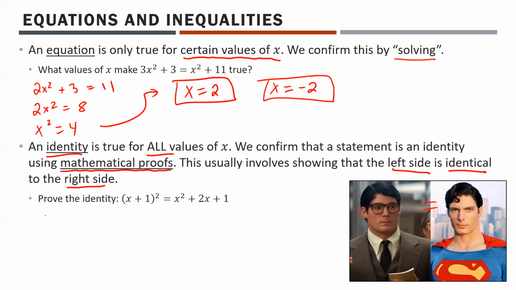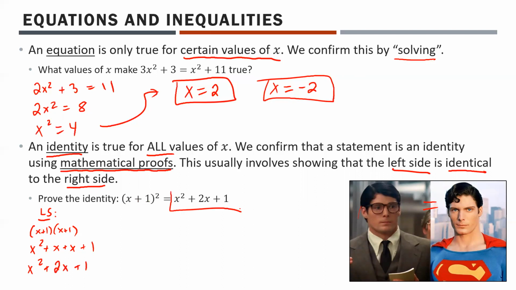(x + 1) squared could be expanded out. Let's just go LS for left side. (x + 1) could be expanded out: (x + 1) times (x + 1). Then you could use your FOIL, so first, outside, inside, last, to expand this out. That would become x times x is x squared. x times 1 is just x. 1 times x is another x. 1 times 1 is 1. That, of course, simplifies to x squared plus 2x plus 1.